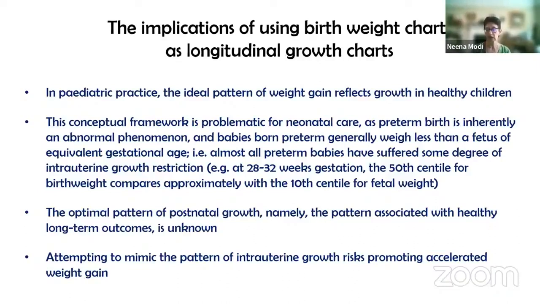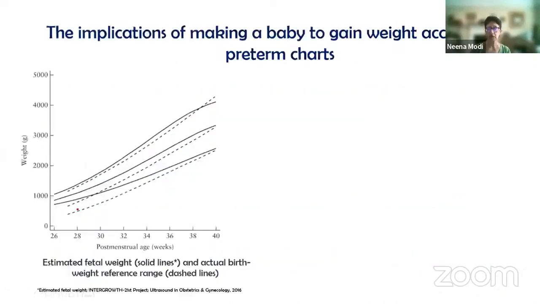And therefore, using a binary cutoff saying this preterm baby is growth restricted and this preterm baby is not, does not make sense. Almost all preterm babies have suffered some degree of intrauterine growth restriction. For example, at 28 to 32 weeks gestation, the 50th centile for birth weight compares approximately with the 10th centile for fetal weight. And the optimal pattern of postnatal growth, in other words, the pattern of third trimester weight gain after preterm birth that leads to the best long-term outcomes, is unknown. If you attempt to mimic the pattern of intrauterine growth that's depicted by these preterm growth charts, that risks promoting rapid weight gain. So let me show you what happens in practice.